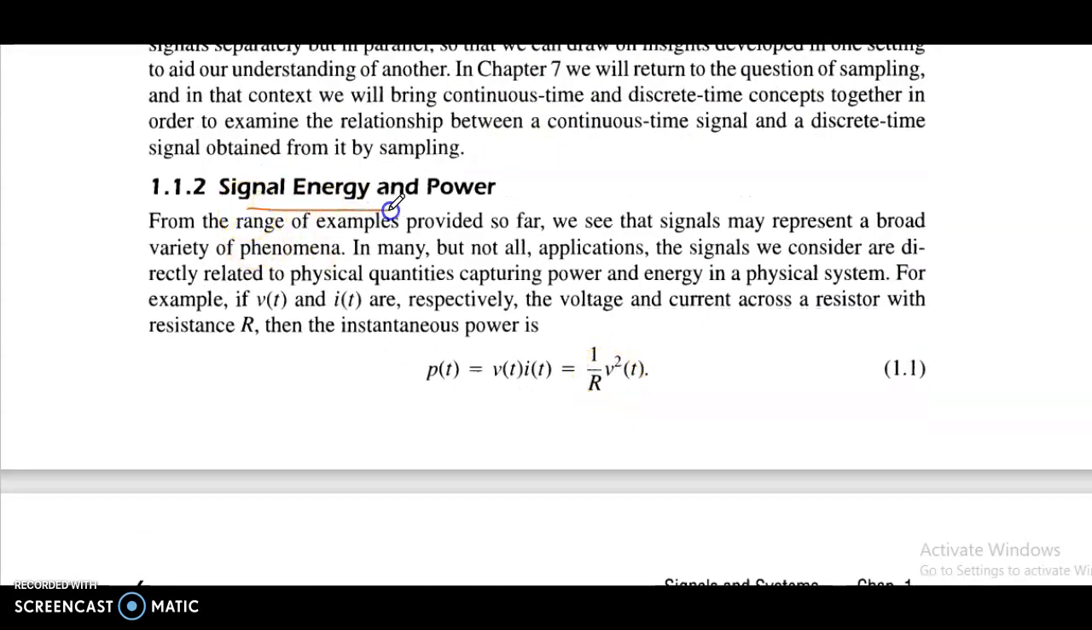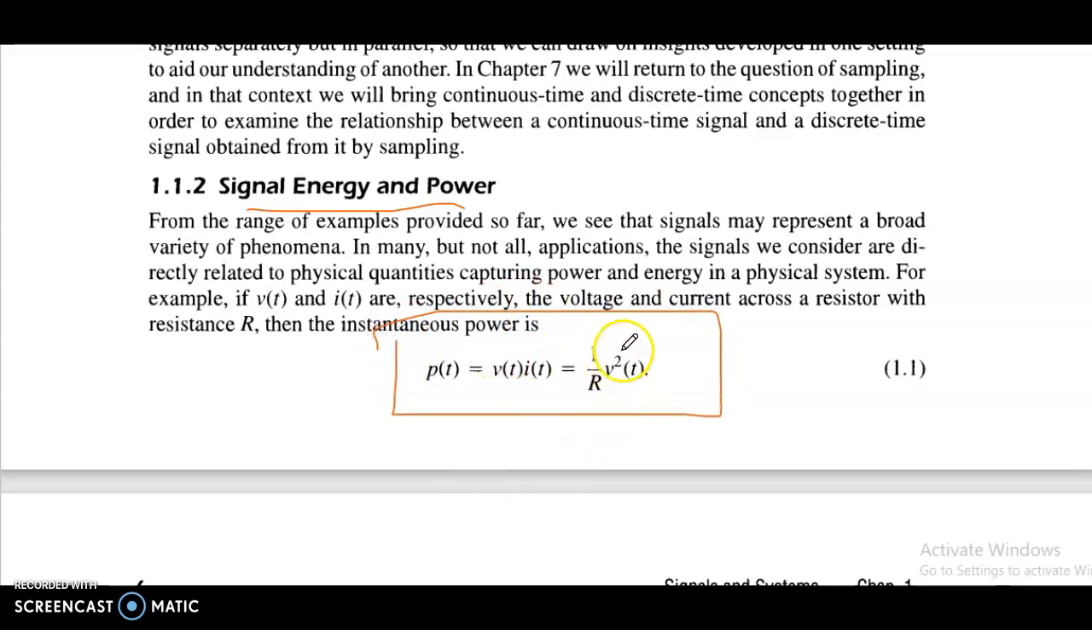Signal energy and power. P of t equals v of t times i of t, which equals 1 by R v squared of t.